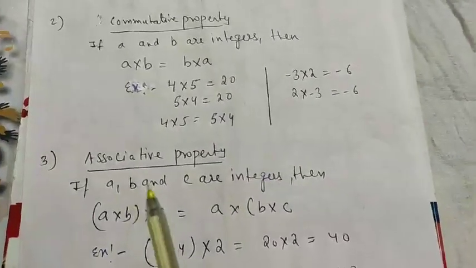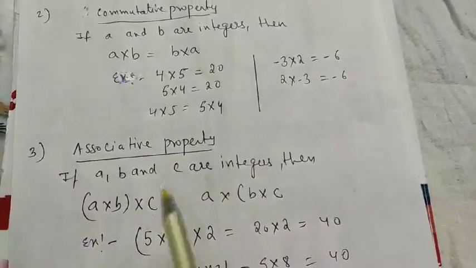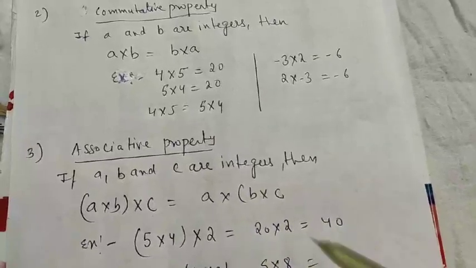Associative. For the associative property we have to take 3 integers, like in addition, a plus b plus c. What was the answer? A plus b plus c.